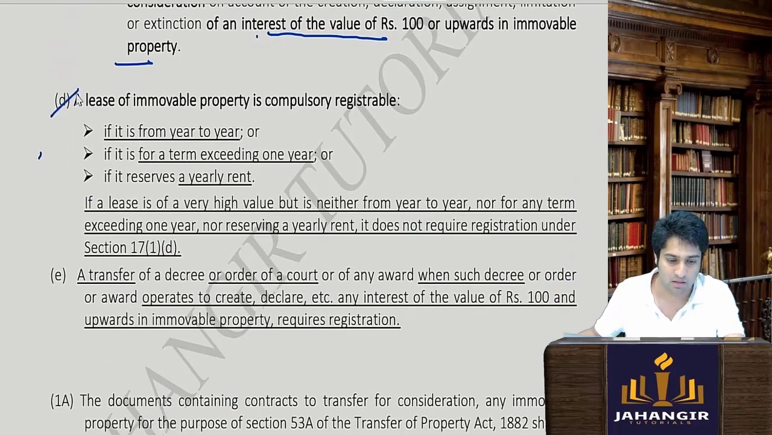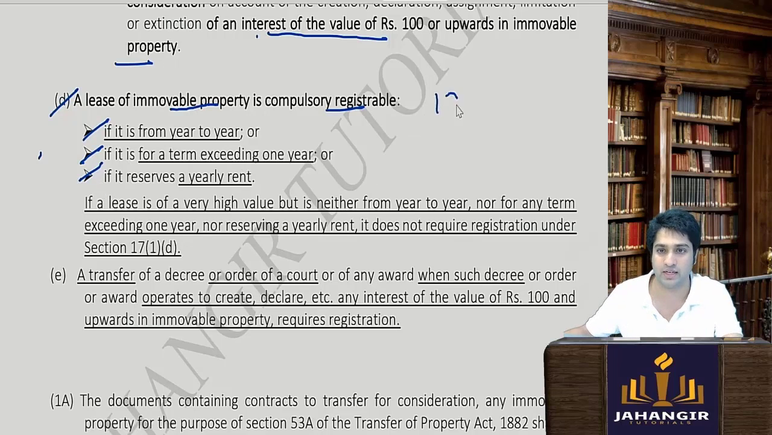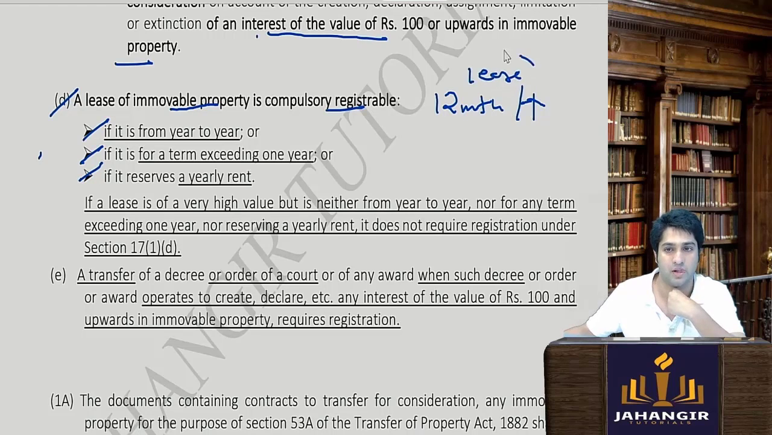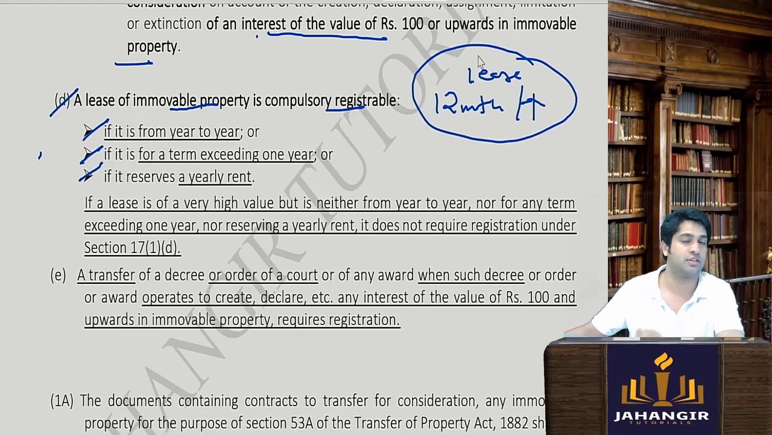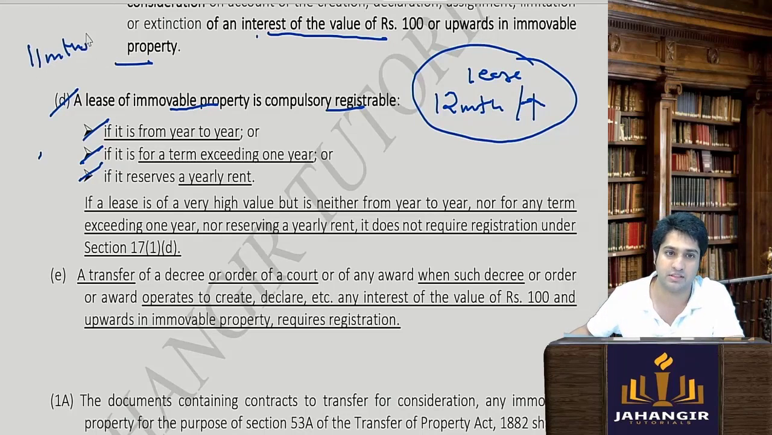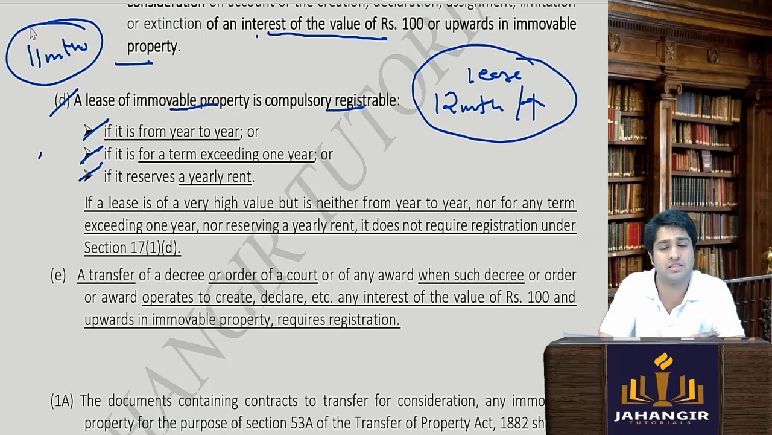Next, a lease of immovable property is compulsorily registrable if it is from year to year, or for a term exceeding 1 year, or it reserves a yearly rent. You will see that if a lease is 12 months or more, it requires compulsory registration. That is why so many rent agreements are made for how long? 11 months. Why 11 months? So that they can evade the registration fee. Because if they keep 12 months, registration is compulsory. That means the registration fee will have to be paid.